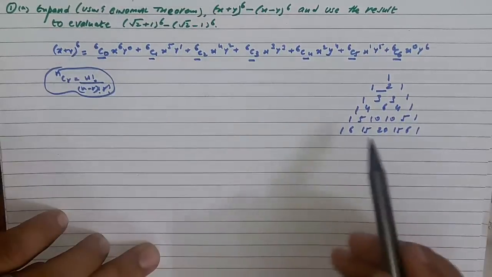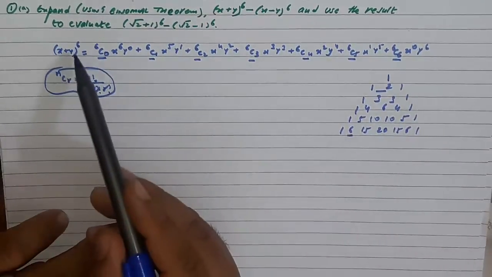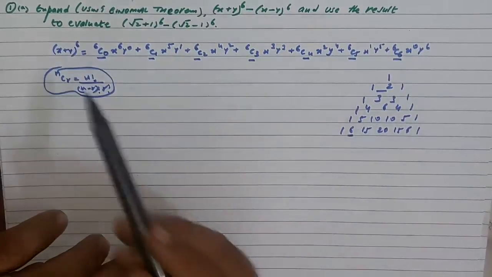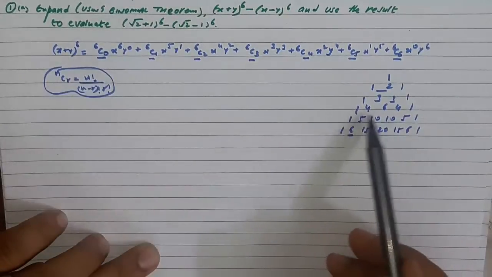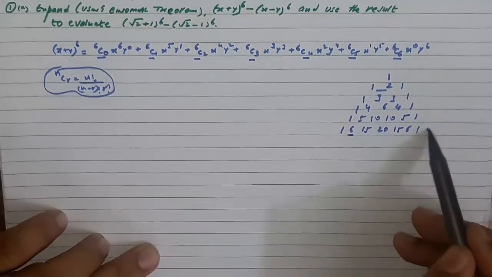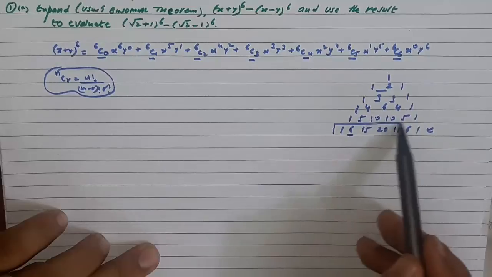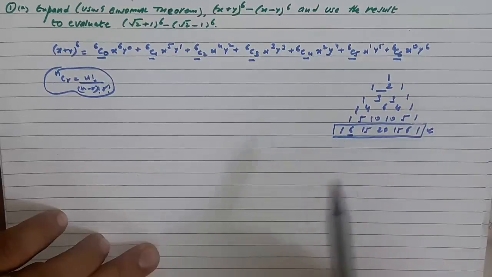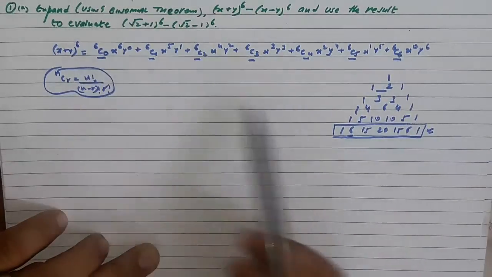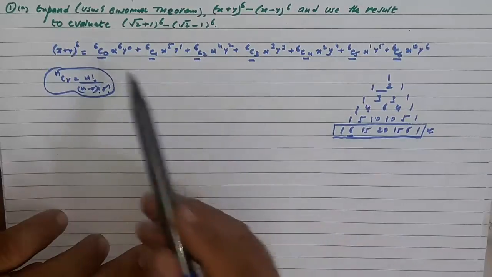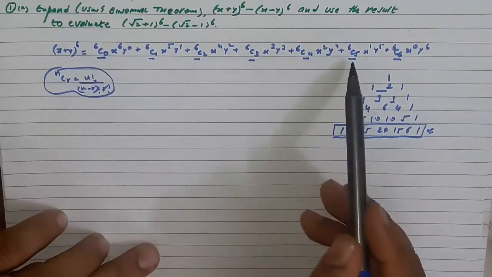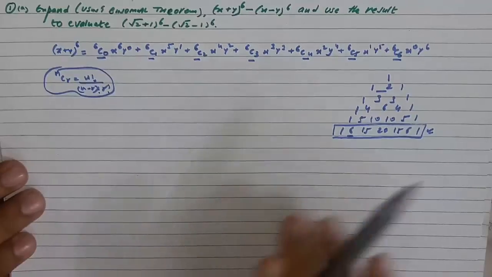Because power is 6, we have to look for this row. If we have power 5, we look at this one; if power 4, we look at this. Similarly, because we have power 6, we look at this row only. What does it mean? 6C0 is 1, 6C1 is 6. Basically, these are the values of these seven combinations, right? So we directly put these values.